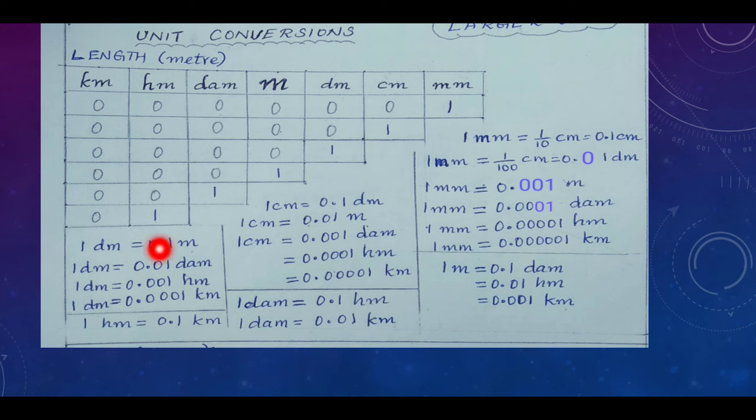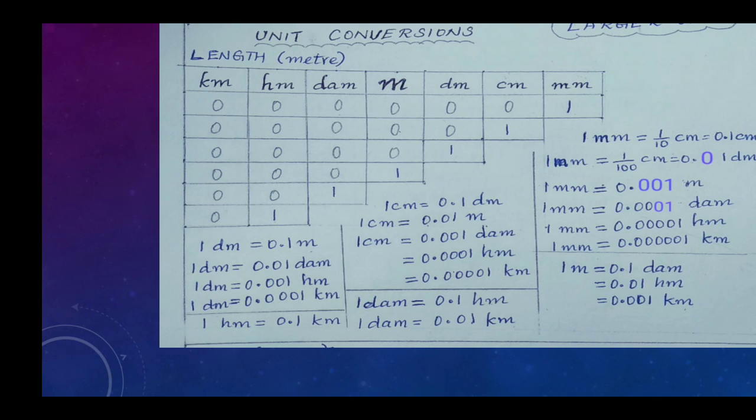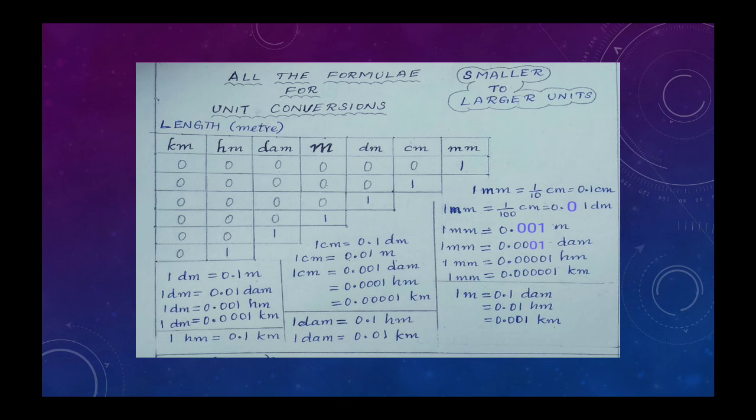What about 1 hectometer? 1 hectometer is equal to dash kilometer. Only one step is to be moved. So, move the decimal point one place towards the left. So, the decimal point after 1 takes the place between 0 and 1. So, 0.1 kilometer is equal to 1 hectometer. See, here it is. 1 hectometer is equal to 0.1 kilometer.